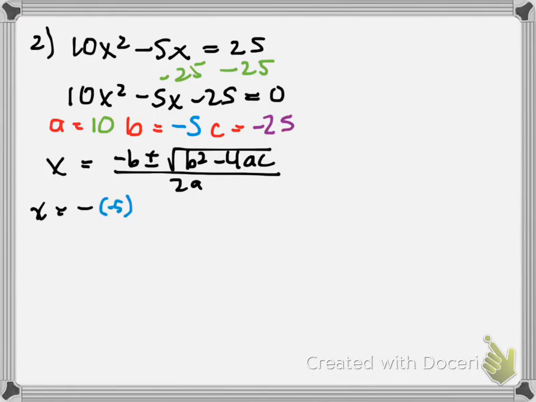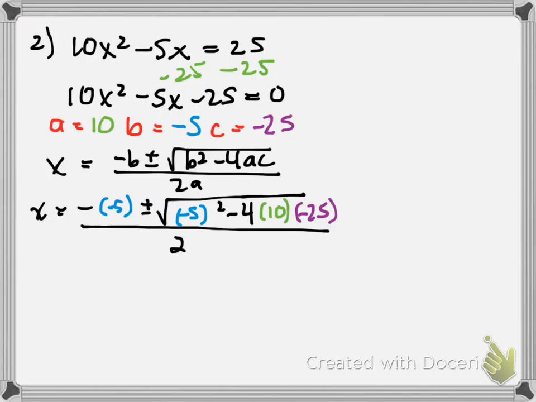plus or minus the square root of negative 5 squared minus 4 times the a, which is 10, times the c, which is the negative 25. All over 2 times the 10. And then we just start solving.